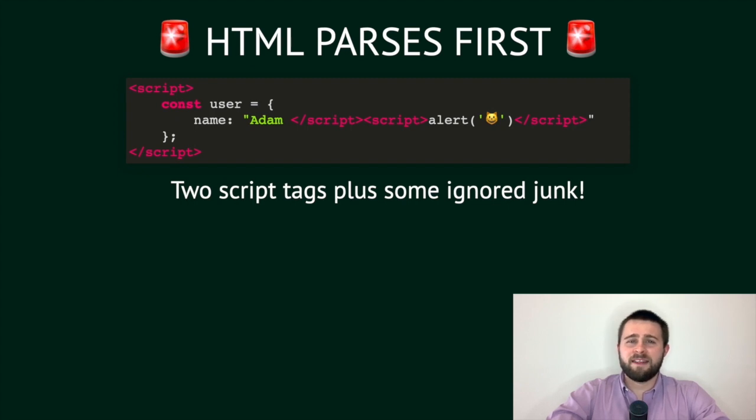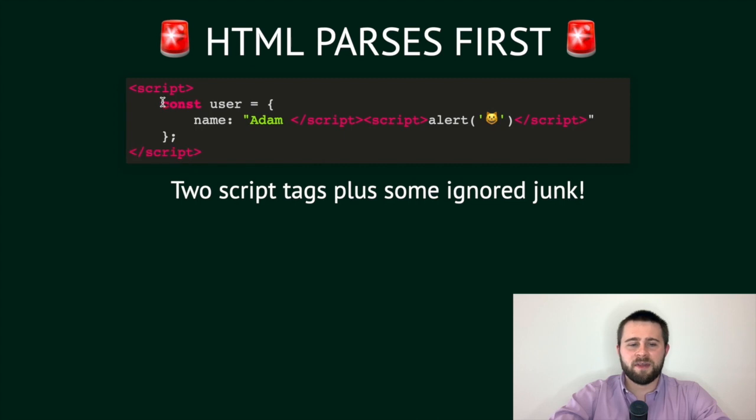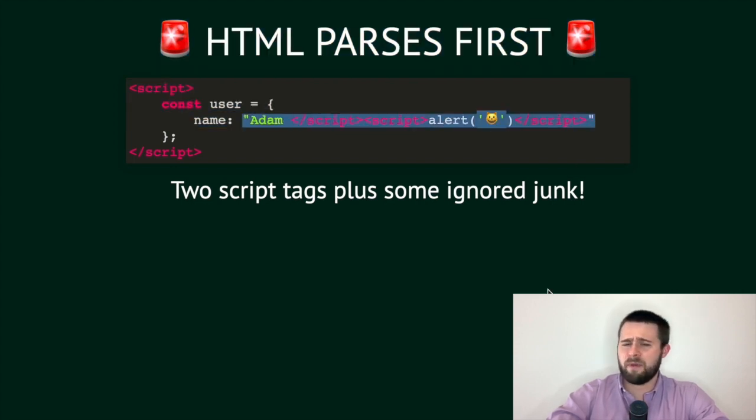The problem here is that the HTML parses first. So this is the output from that template fragment we were looking at. At first glance, this looks like a single script tag that contains a valid piece of JavaScript in the middle that sets the user with a name, and then there's some stuff inside the string, but this is all a valid JavaScript string, so it should be fine. Unfortunately, the first impression is wrong.